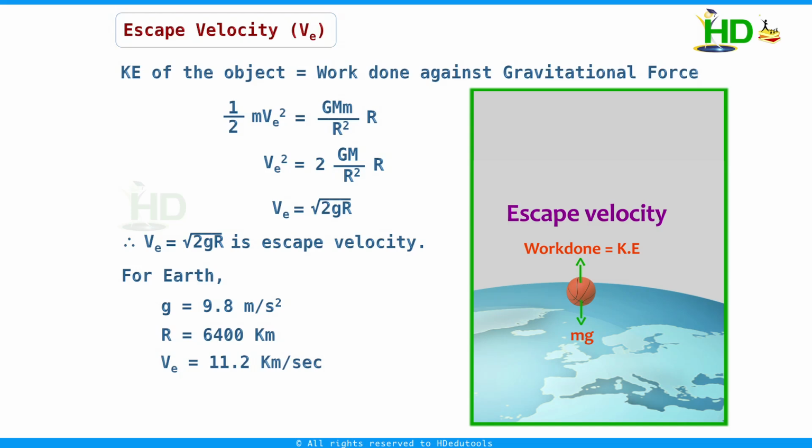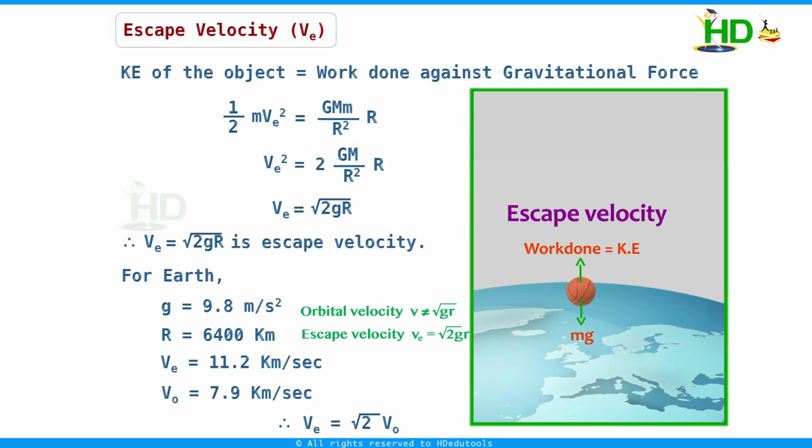What is the relation between orbital velocity and escape velocity? Orbital velocity is v naught equal to root of gR. Escape velocity is ve equal to root of 2gR. From these two equations we can write the escape velocity ve equal to root 2 into v naught, or v naught equal to 1 by root 2 into ve. This is the relation between escape velocity and orbital velocity.